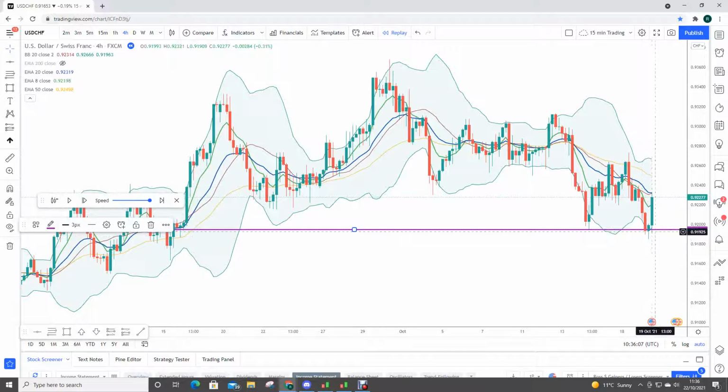Took very little heat once we was into the trade as well. It did have a little pullback on the lower time frames, but it was only to about halfway to our stop, and then very quickly turned and went to our target. So it was a really nice trade. Had all the hallmarks of what we're looking for when looking to take these setups.